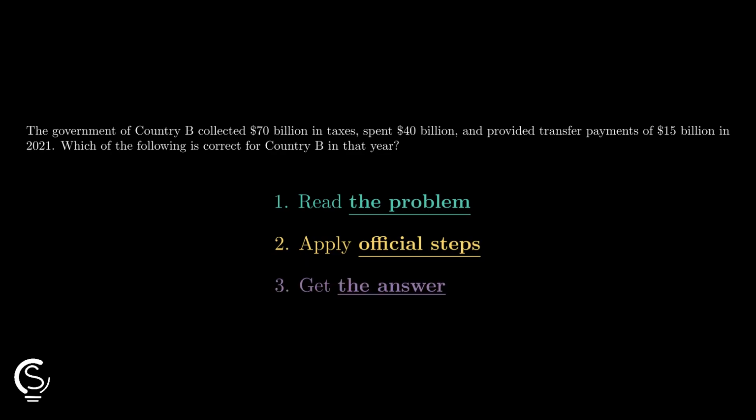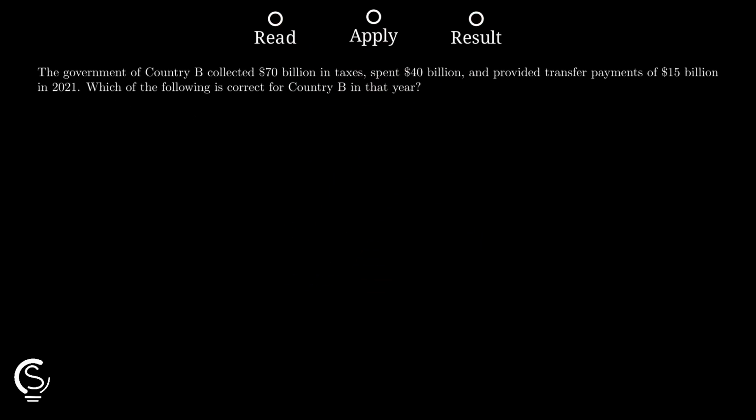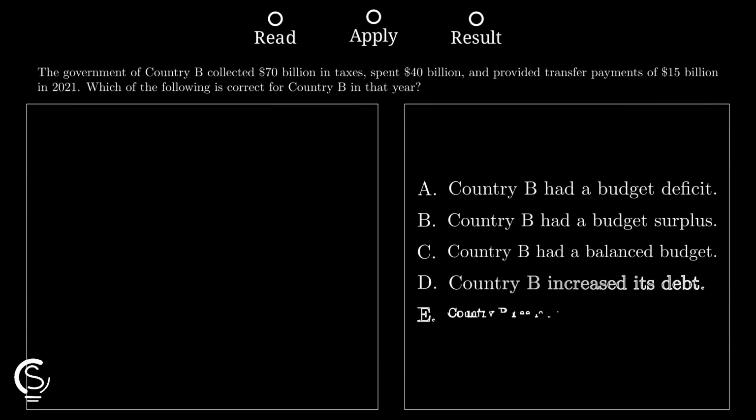Government budgets can be tricky, but we will solve this fast. Let's calculate the balance for country B using simple subtraction and logic right now. First, we need to find the total government outlays. We add the $40 billion spent on goods to the $15 billion in transfer payments to get $55 billion total.